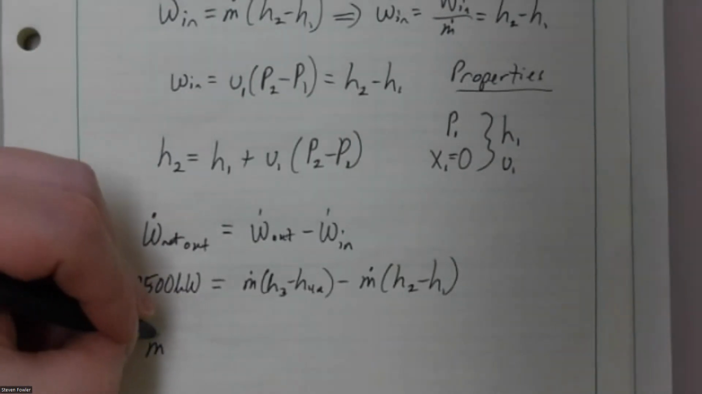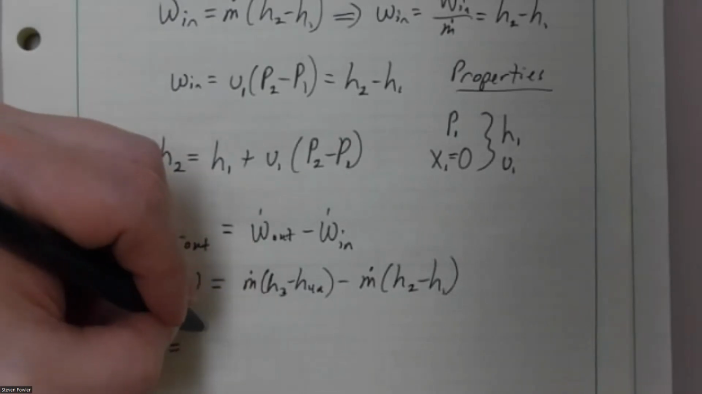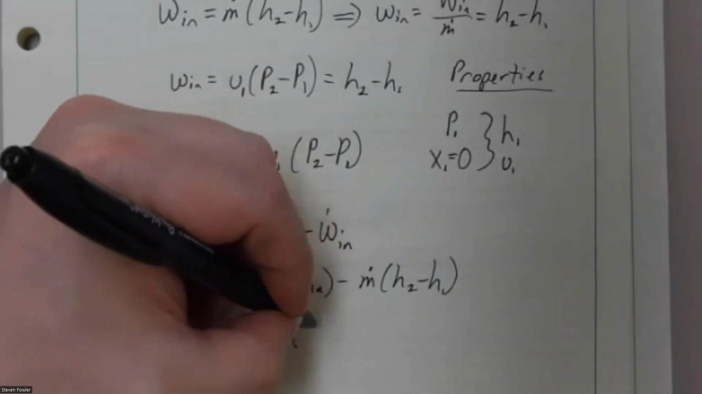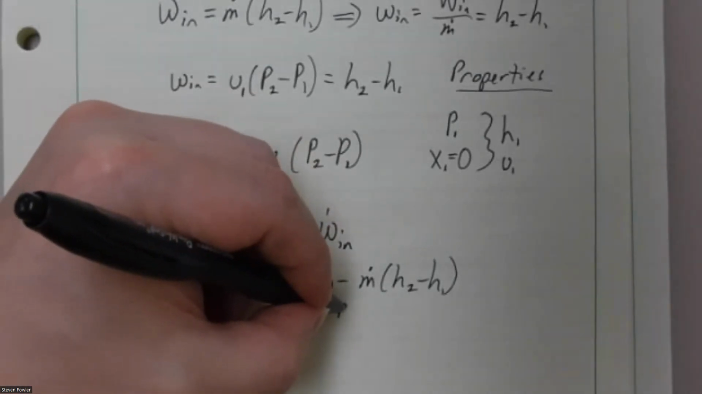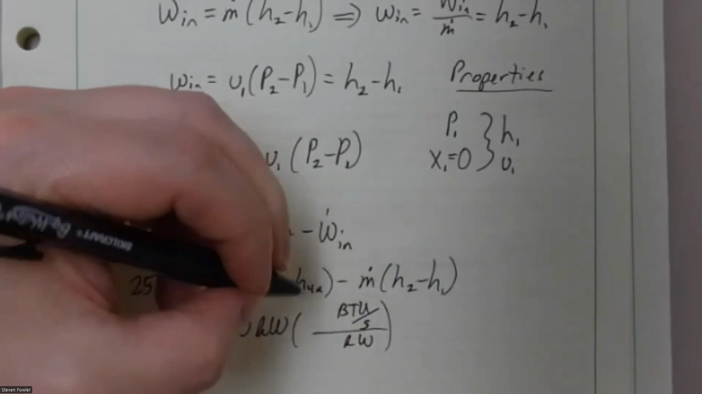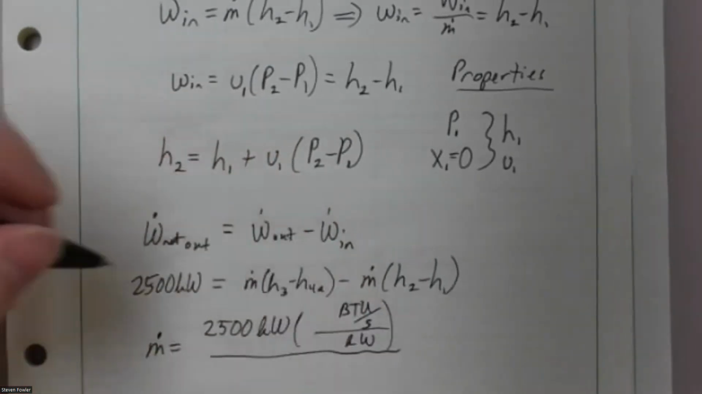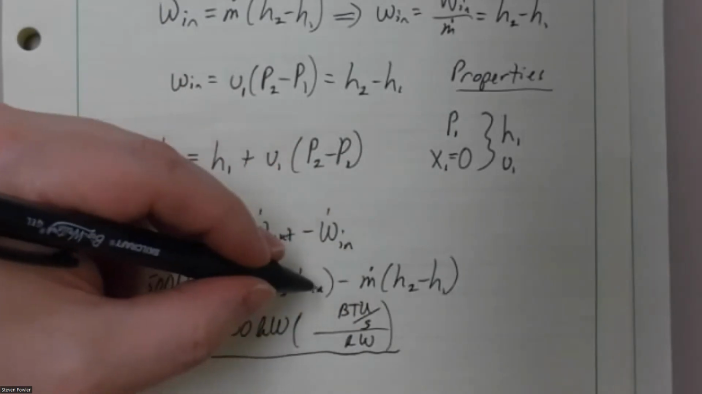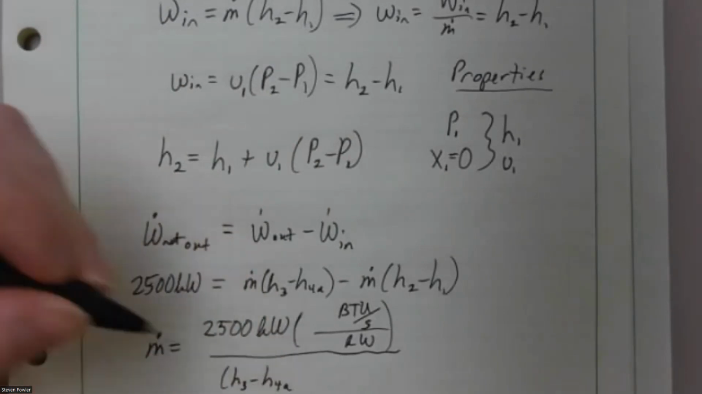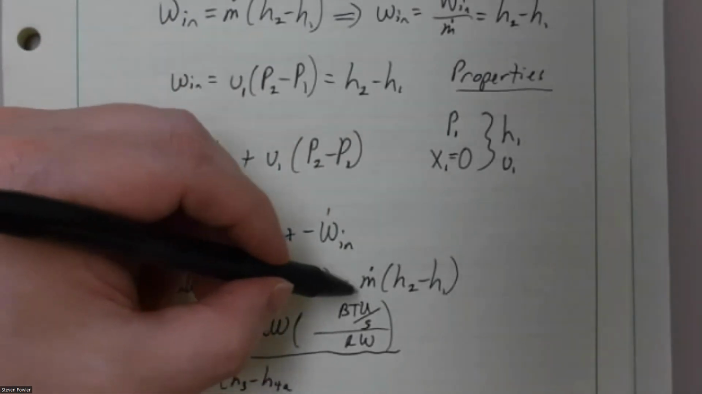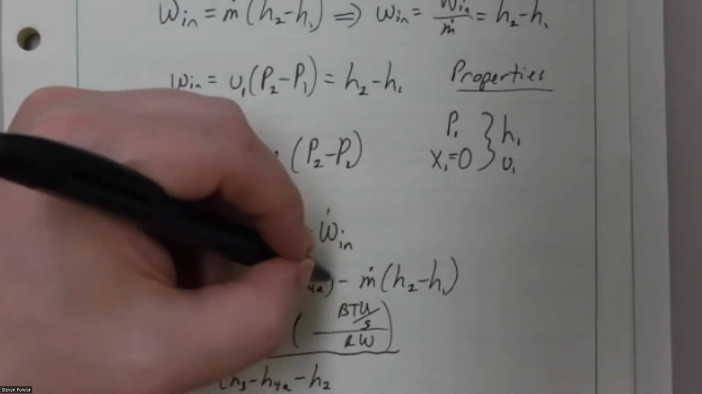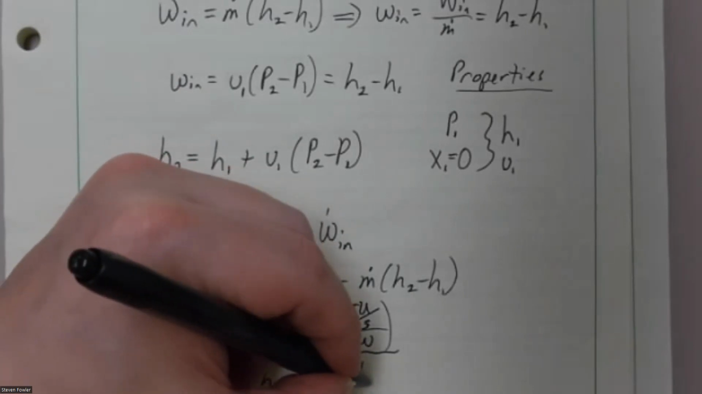All right. M dot now becomes 2,500 kilowatts, which we'll want to convert to BTUs per second, because this problem's in English. We'll want that conversion factor. And then I'm going to factor all these H's out. So in the bottom, it's going to be H3 minus H4 actual. And then I'm going to distribute this negative sign. So it's going to be minus H2, and this H1 already has a negative sign, so it's going to pick up another negative sign. It's going to be plus H1.